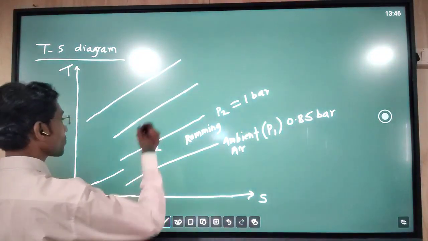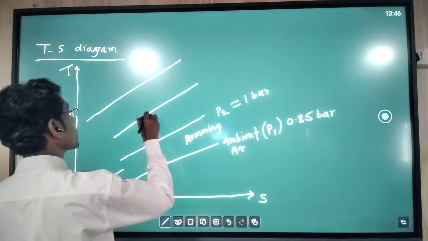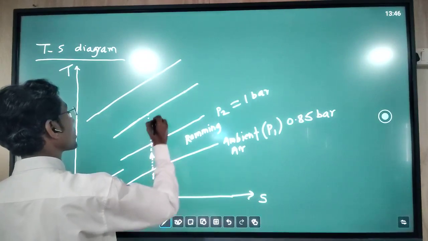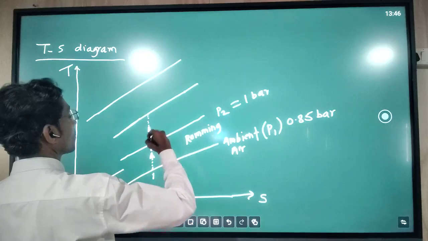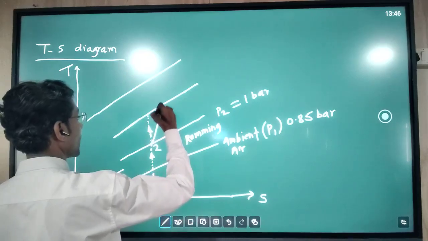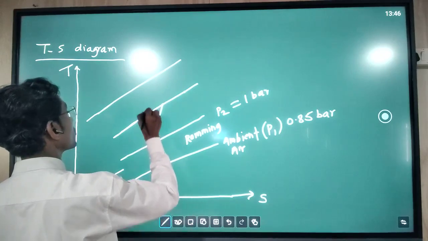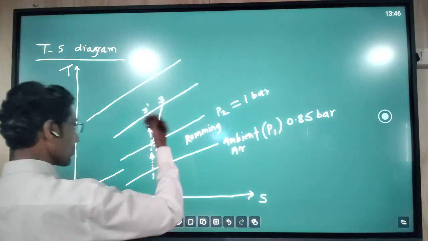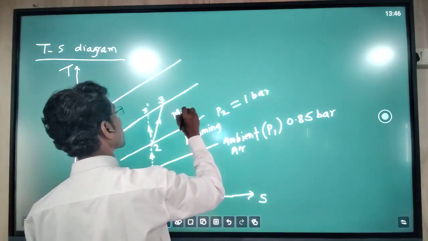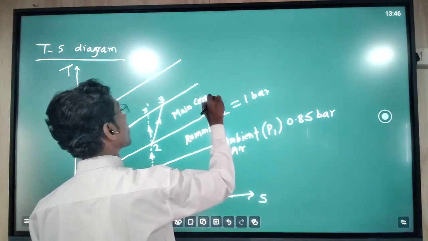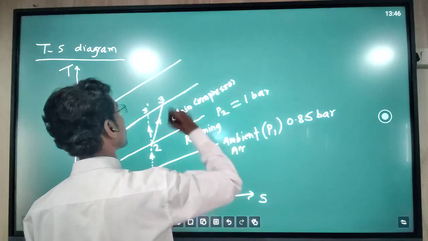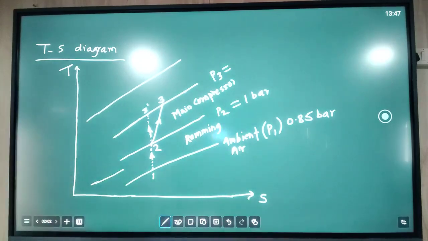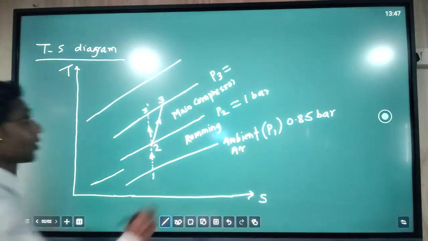Then from 2 to 3 is the main compression. Here the compression is shown by two paths. One is an adiabatic, isentropic process, and the other is the actual process. So 2 to 3 dash is the ideal process, and 3 is the actual process. This process happens in the main compressor. So after the main compressor, the pressure P3 is 3.5 bar.